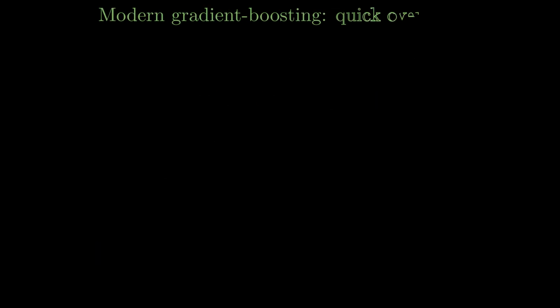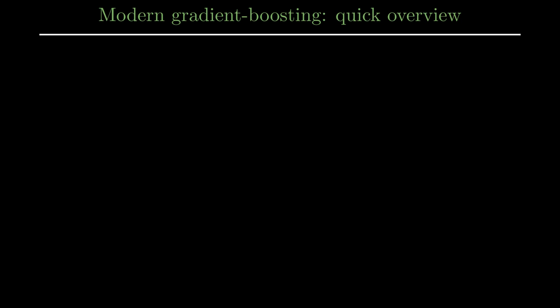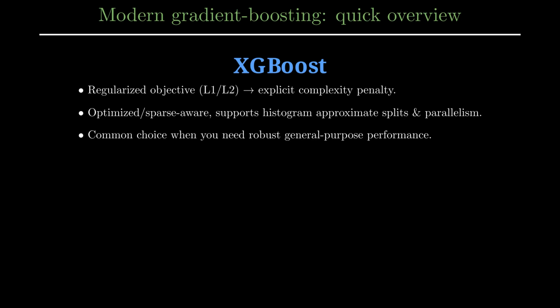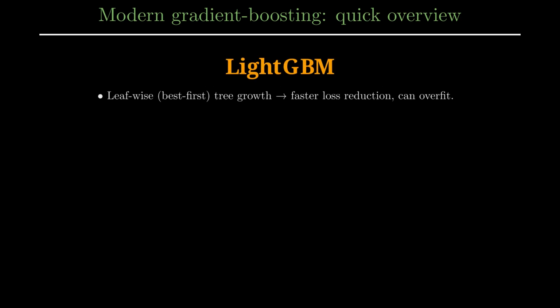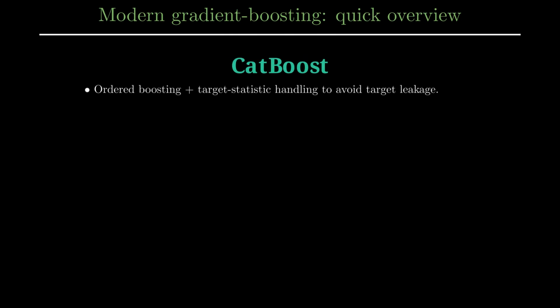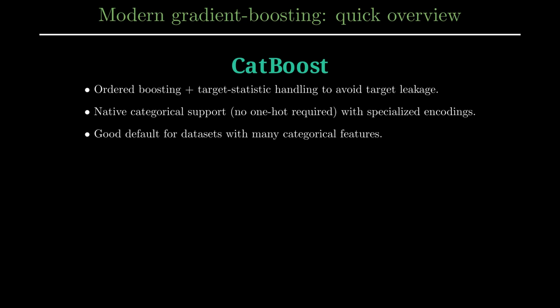We have covered regular gradient boosting, also known as Friedman gradient boosting, but it is not commonly used in practice anymore, as more optimized versions exist that almost always outperform it. The 3 most popular ones are XGBoost, which uses regularization, histogram-based methods, and serves as a strong general-purpose baseline. LightGBM, which is designed for large numerical datasets and high performance. And CatBoost, which is specifically designed for datasets with many categorical features. I will cover these 3 in a future video.